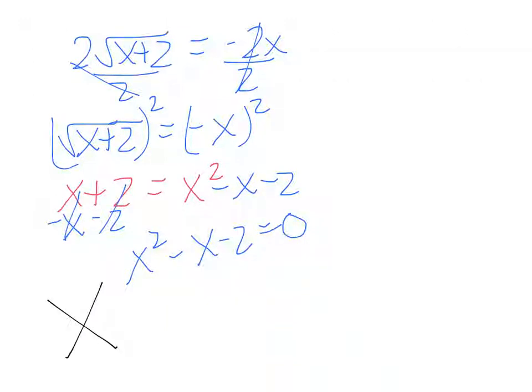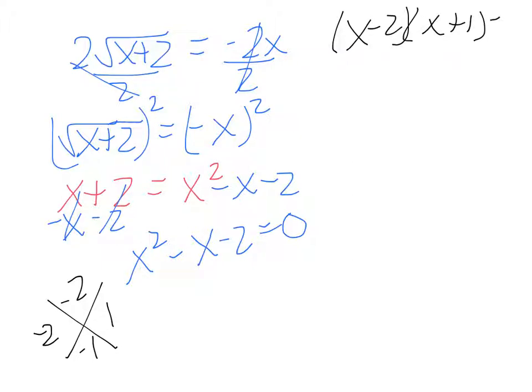We can do a diamond. We need two numbers that multiply to give us negative 2, but add to give us negative 1. So that's going to be a negative 2 and a positive 1. So we have x minus 2, x plus 1. So x is equal to 2, x is equal to negative 1. And then we want to check.